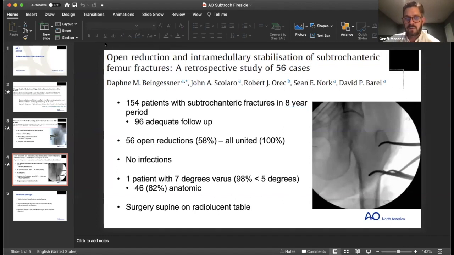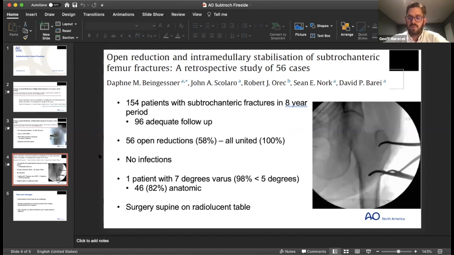It looks like one of Dr. Westrick's slides that he showed us. And then these patients went on to receive medullary nailing, and they had a 100% union rate with no infections. Their alignment was comparable, 82% versus 86% anatomic alignment. All but one were within 5 degrees of alignment. And again, this was a supine surgery on a radiolucent table.